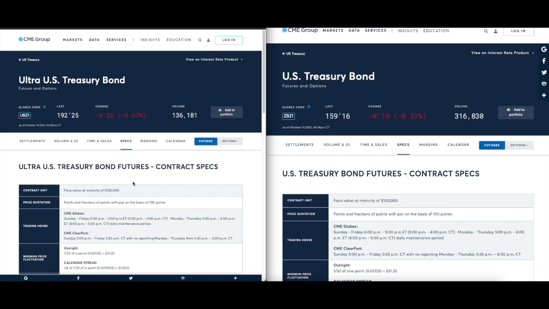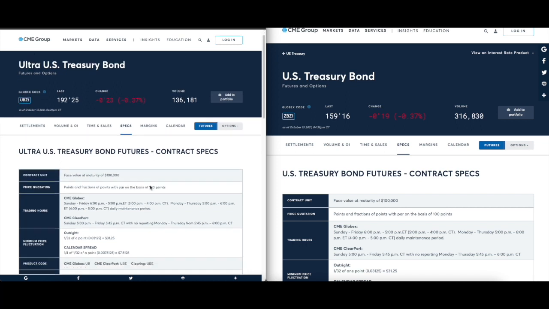Before we scroll down to basically the main point that I want to make, guys, the Ultrabond and the Treasury bond are both 30-year bonds. I know your minds are blown. You're going to be up late at night thinking about this, but guys, they are the same bond. Where the big difference lies is the basket that they represent.